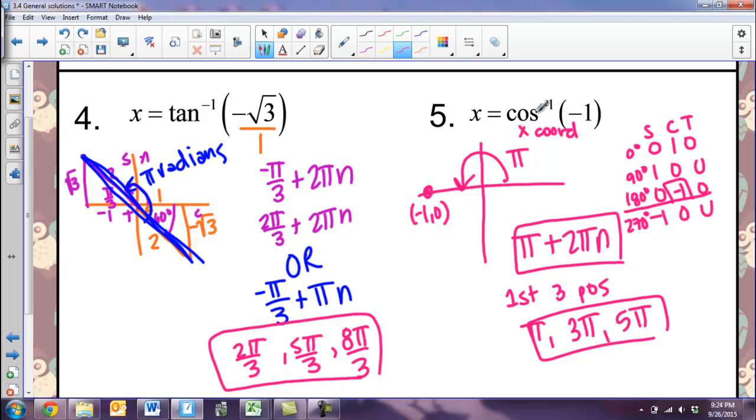Okay, so again, general solutions are going to be an equation, and then you will be asked to maybe find 1 or 2 of the positive solutions, so you can go ahead and just use your formula to find those first 3 positives.